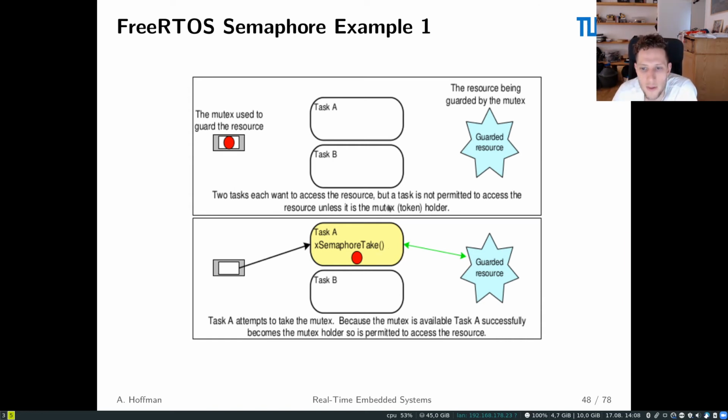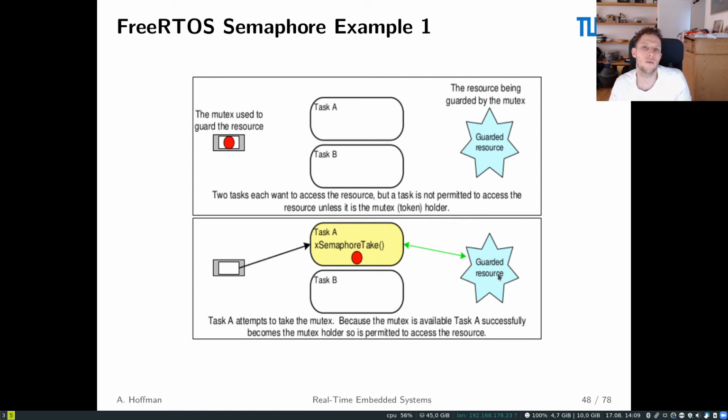And so both of these tasks want to access the resource, and what happens is the task that executes first gets semaphore take, and because these are an atomic instruction, there will be a first task, right? They can't simultaneously access the value because of atomic instructions. And so task A has taken the resource, and it is now allowed to use this guarded resource.